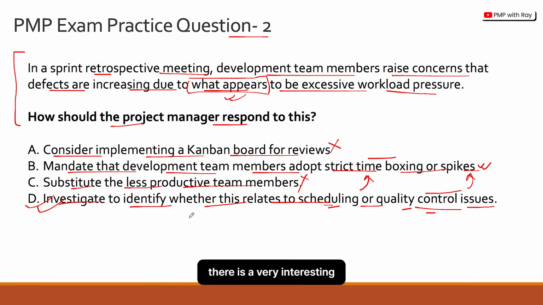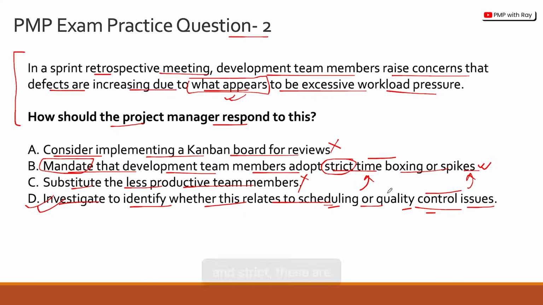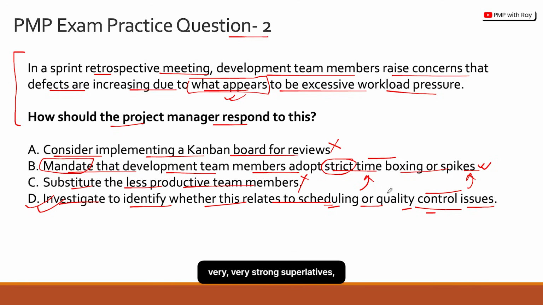However, there is a very interesting item that I would also like to let you know here as part of this question. If you look at option B, you will see a couple of very strong superlative words. The first one is mandate, and the second one is strict. That is why when I do these Q&A sessions with you, I always recommend that you read the question and the answer options word by word. Both of these, mandate and strict, are very, very strong superlatives, guys.